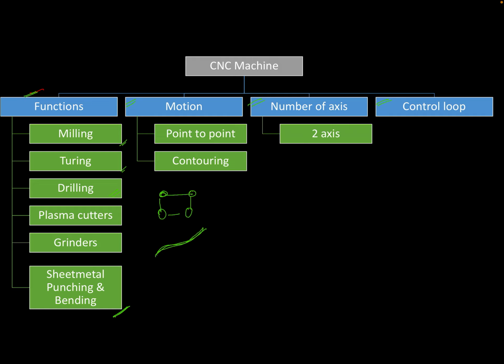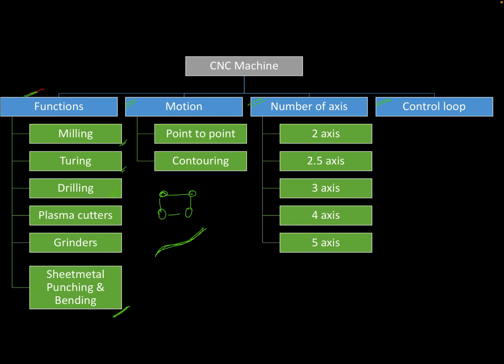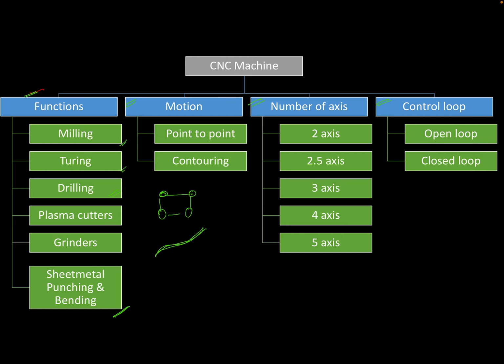Number of axes: 2 axis CNC machine, 2.5 axis CNC machine, 3 axis CNC machine, 4 axis CNC machine, and the next, more versatile and multi-purpose, is the 5 axis machine. According to the control loop, CNC machines can be categorized as those with an open loop control system and those with a closed loop control system. In this lecture, we will see in detail the different types of CNC machines.